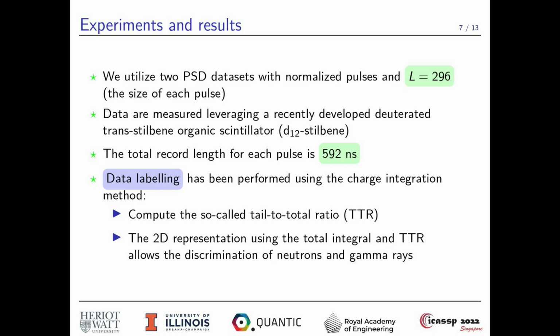The data labeling for pulses deemed reliable has been performed using a standard method which consists of the total integral of each pulse and the integral of the tail of each pulse to compute the so-called tail to total ratio, TTR. The 2D representation using the total integral and TTR allowed the discrimination of neutrons and gamma rays using a quadratic boundary, and this method is referred to as the charge integration method.